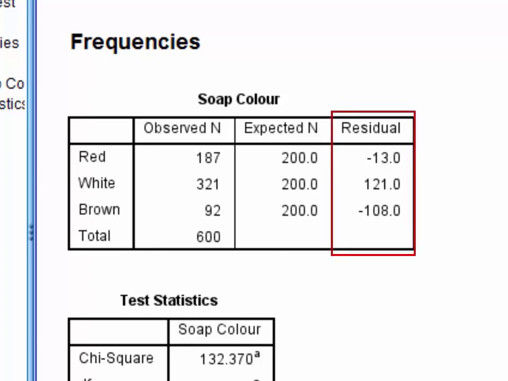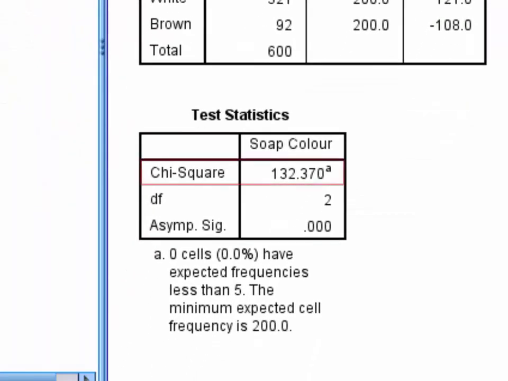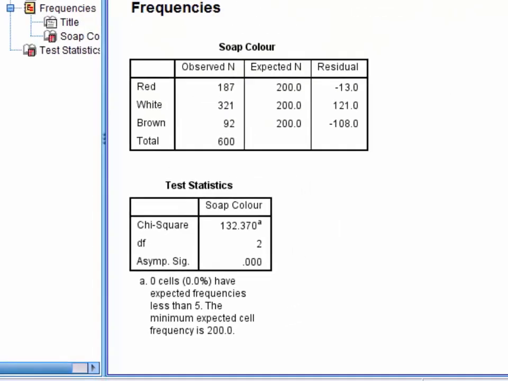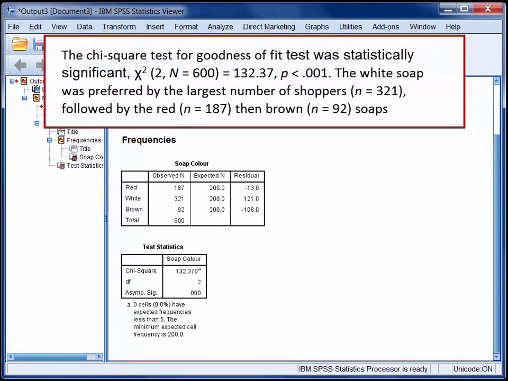Now the final column of the first table reports the differences between the observed and expected frequencies, and these are referred to as residuals. The second table contains the chi-square test statistic and associated degrees of freedom and significance level. Here the significance level is less than 0.05, which we typically use as alpha, and we can thus conclude that the colour preferences we observed differed significantly from what would be expected in a situation where all three colours were equally popular. So we could write up our findings like this.